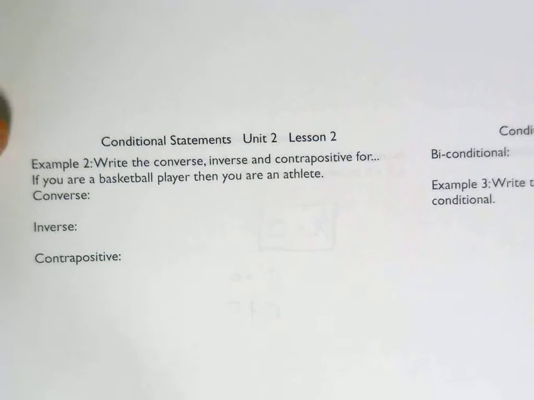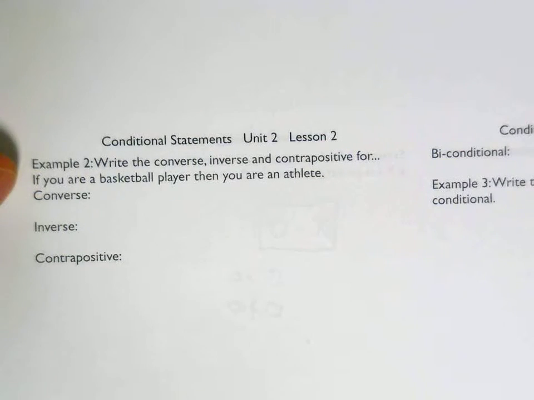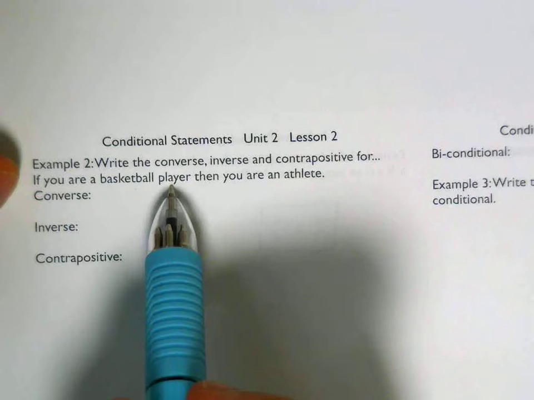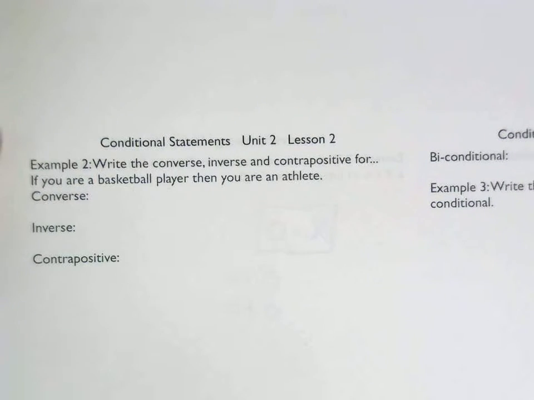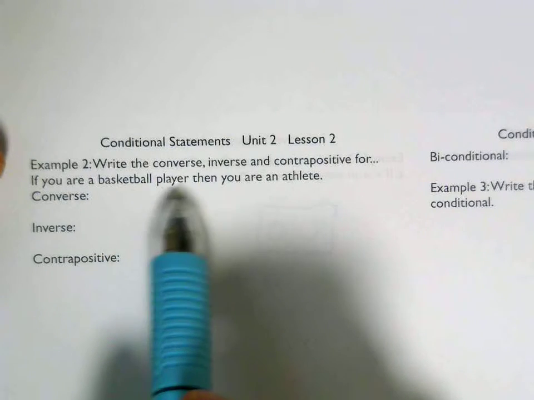Pretty basic. Let's move to writing our converse, inverse, and contrapositive. So we've got, it says, if you are a basketball player, then you are an athlete.